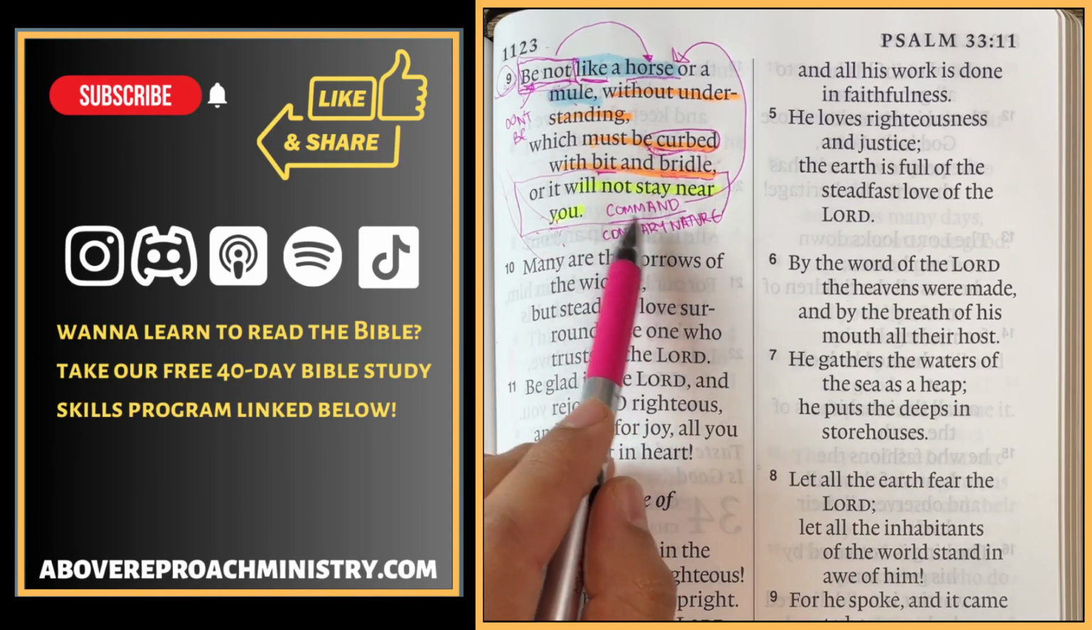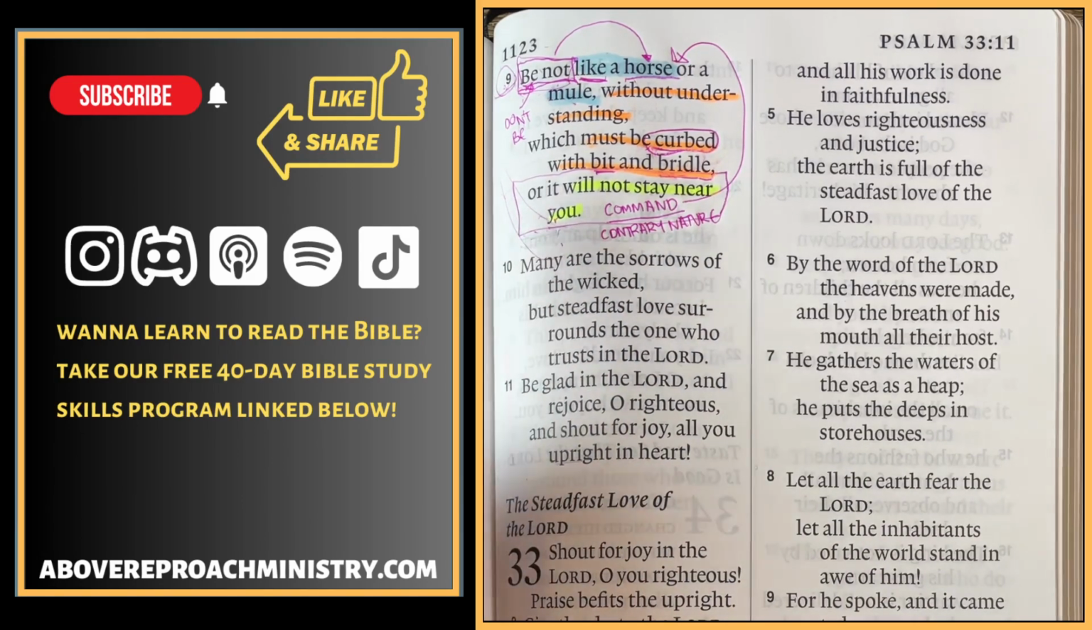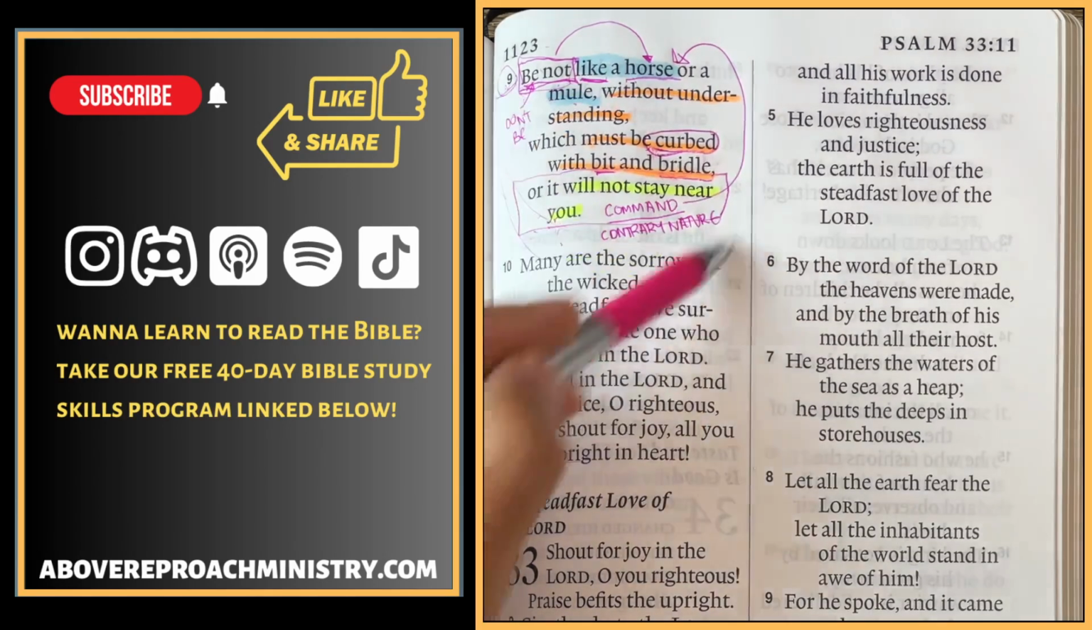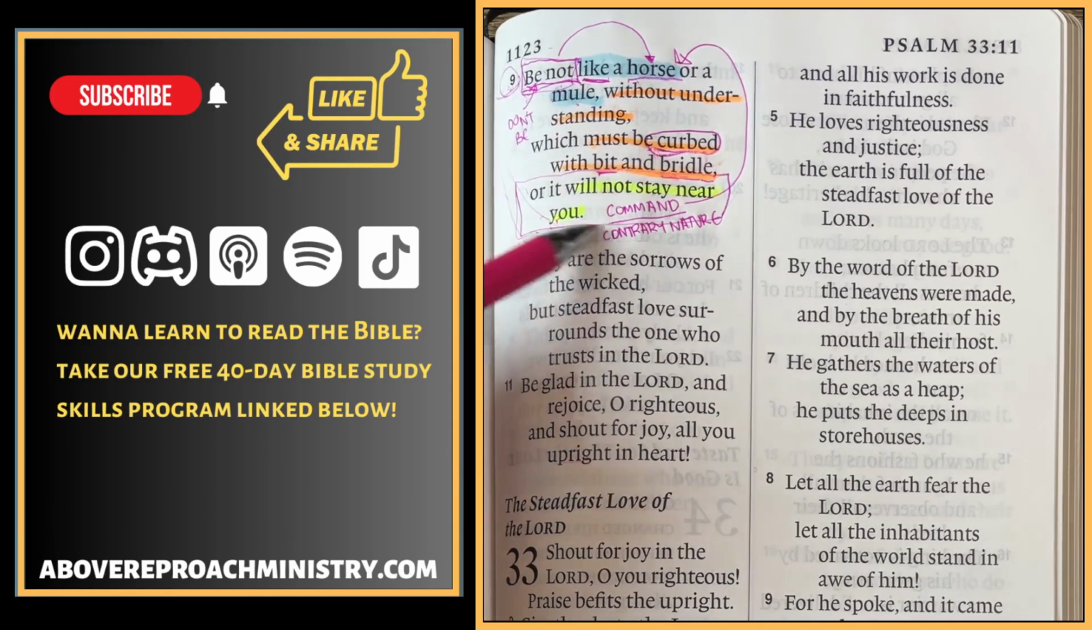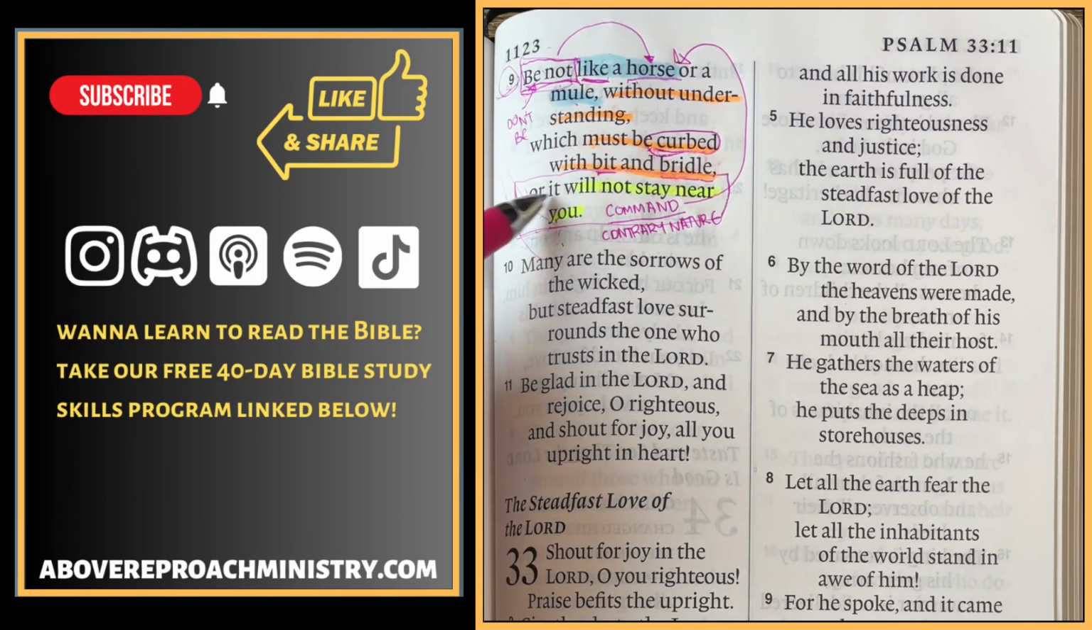So maybe let me know in the comments the correlation you see between this analogy and verse 8, where David says, I want to instruct you, don't be like a horse or a mule. Let me know what parallels or what connections you see and why he's saying, don't be like a horse or a mule, and what it emphasizes about teaching.